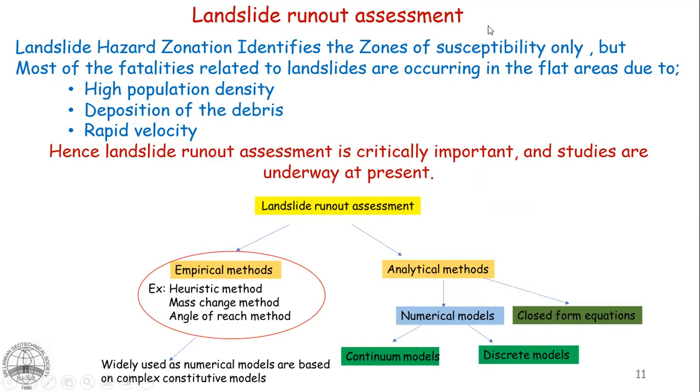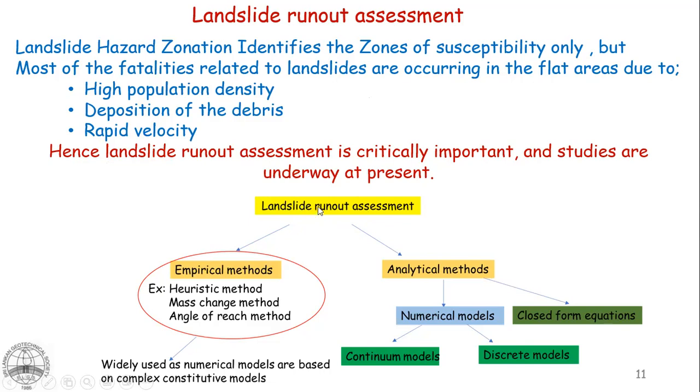Usually in these flatter lands, there may be high population, right? The flow initiated at high velocity on the higher ground may be moving at a rapid velocity, causing much destruction there. So runout assessment is therefore critically important, and studies are underway at present for this purpose.